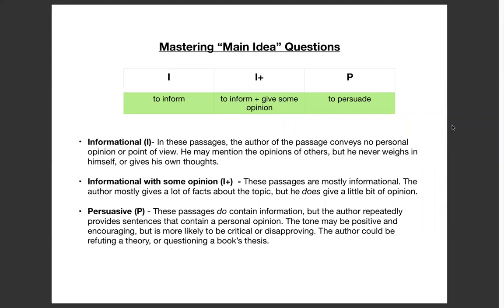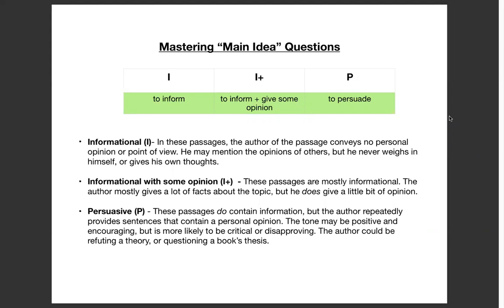All right, so I decided to make a little main idea video. As opposed to the videos I've been doing up to this point, where it's more looking at one problem or one passage at a time, I wanted to talk a little bit more about reading comp strategy, specifically for main idea questions.